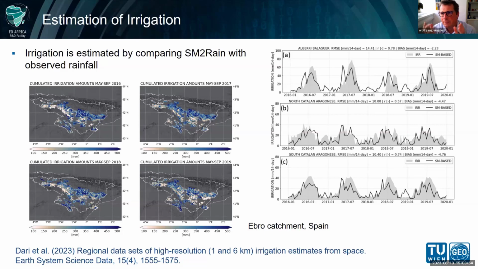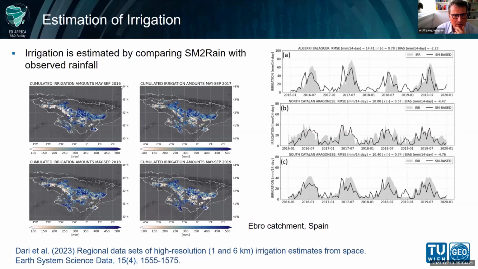Say, for example, if there was no rainfall and the land surface model tells you, well, this patch of surface should be dry, and the satellite tells you, no, this is actually wet, the inference could be, well, there was irrigation. So this is the basis of this approach. And our colleagues then have used the Sentinel-1 data for mapping irrigation in Spain in the Ebro Basin.